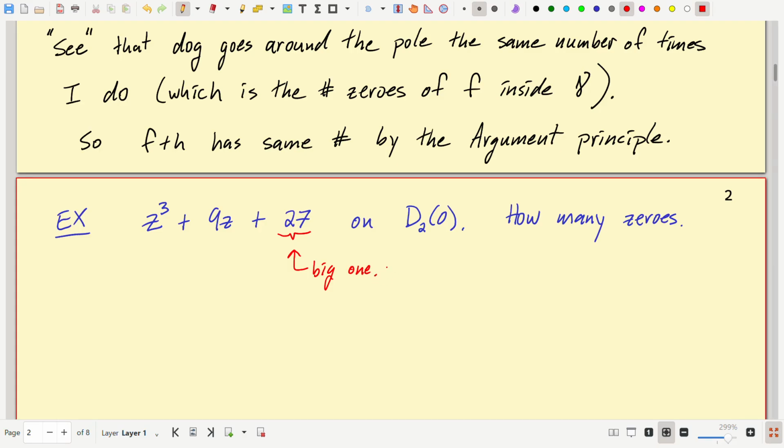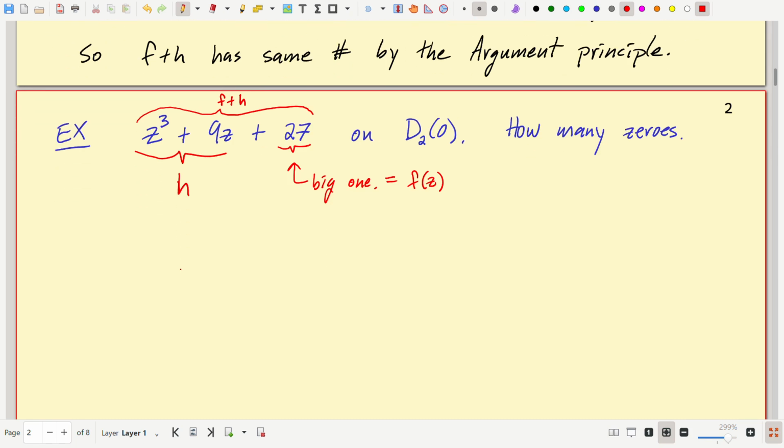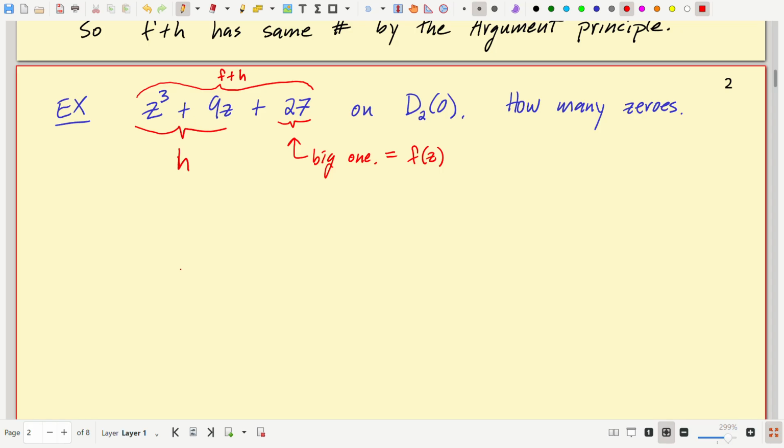That's equal to the F of z. And the whole thing is going to be F plus H. Okay, so which means that this part's going to be the H. And so if I want to use Rouché's theorem to see that this thing has no zeros, well, the constant one has no zeros. And so I've got to show that this one has no zeros.